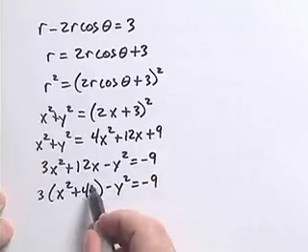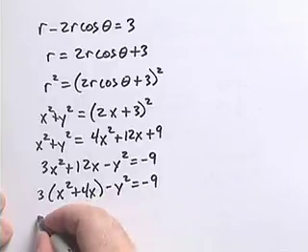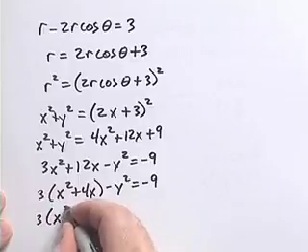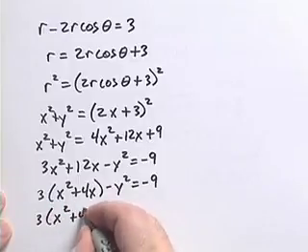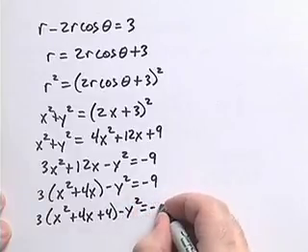To complete the square, we divide the coefficient of x by 2. 4 divided by 2 is 2. Then we're going to square that to get 4, and we're going to add that inside. So we get 3 times x squared plus 4x plus 4, in parentheses, minus y squared equals negative 9.